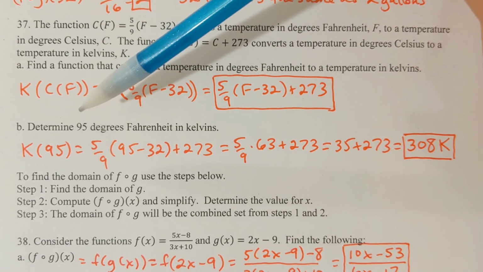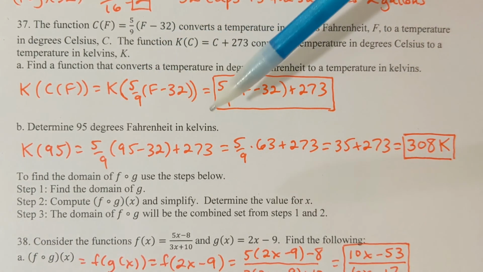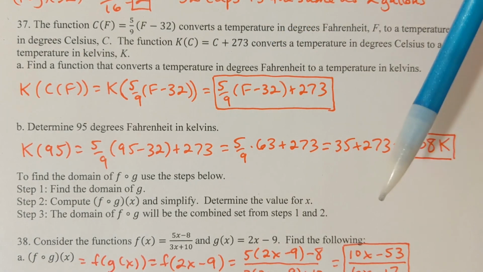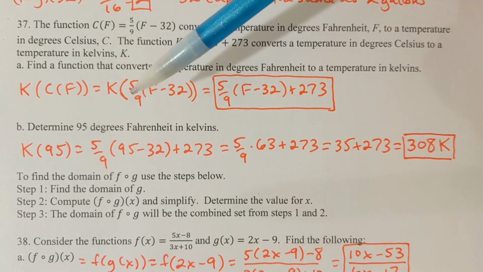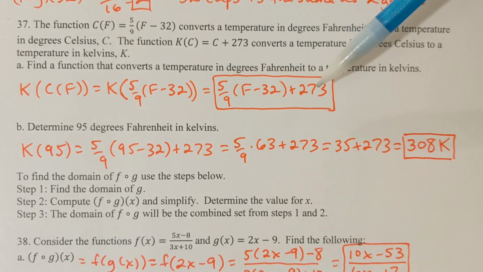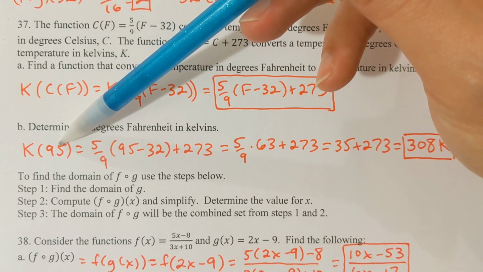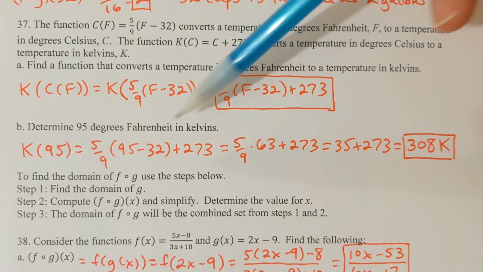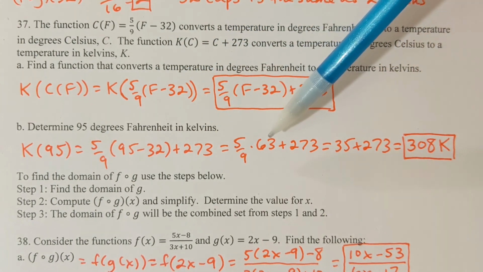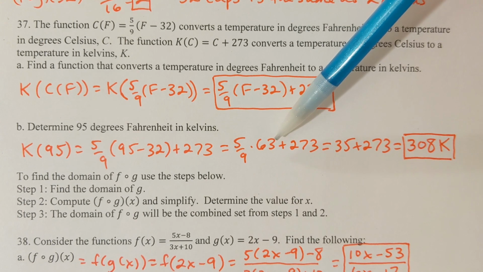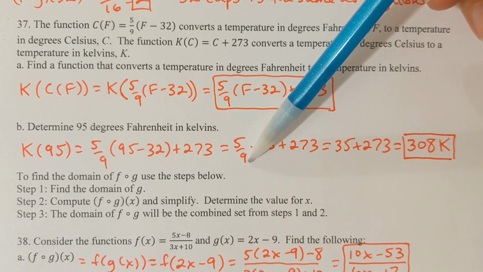What if we wanted to know what 95 degrees Fahrenheit is in kelvins? Well, I can figure that out now, right? I've got a formula that allows me to do that. F is 95 degrees. Plug that into the function here. 95 minus 32 is 63. 63 divided by 9 is 7.